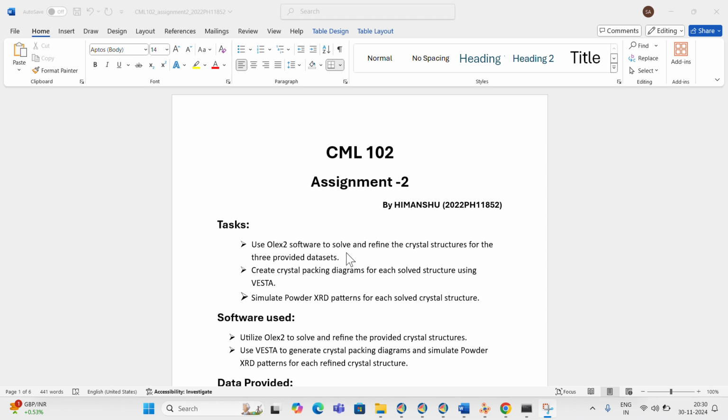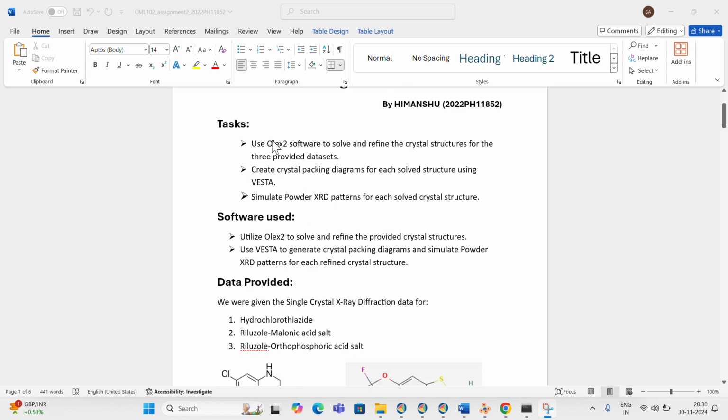In this we have to perform three tasks. First one is to use OLX2 software to solve and refine the crystal structures for the provided data sets. And the second one is to create crystal packing diagram for each solved structure using Vesta. And the third one is to simulate powder XRD patterns for each solved crystal structure.